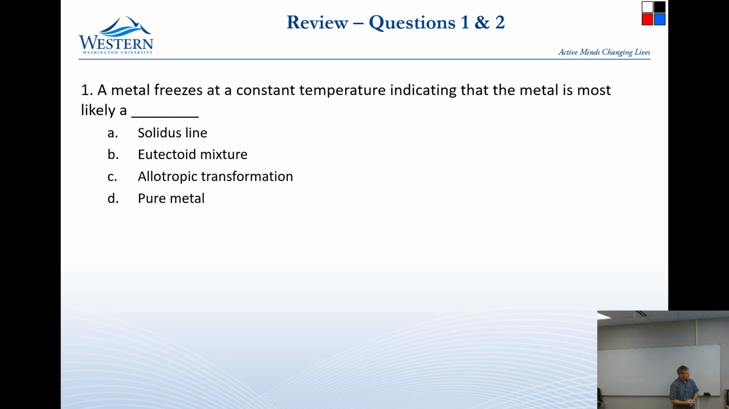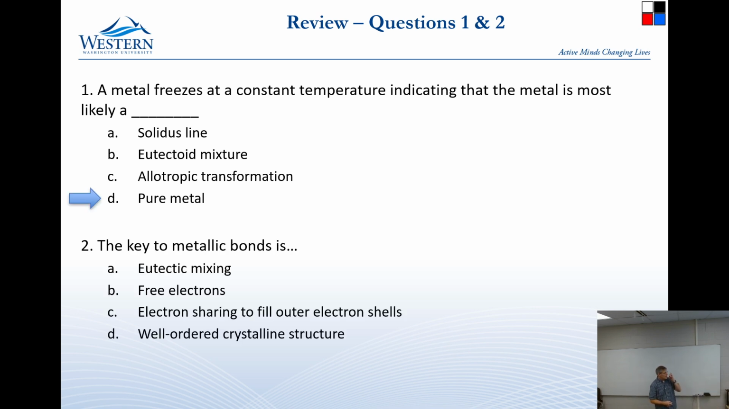A metal freezes at a constant temperature, indicating that the metal is most likely a solidus line, a eutectic mixture, eutectoid mixture, an allotropic transformation, or a pure metal. Okay, 4, short, excellent. D, 4, yes, pure metal, excellent, good.